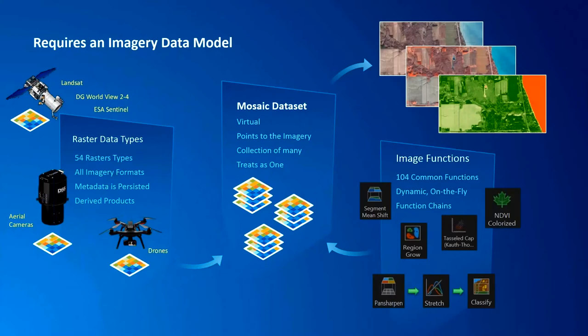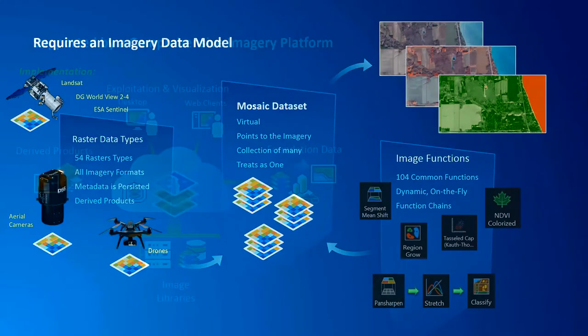The other thing the Mosaic data set allows you to do is actually build functions for those images so you can do on-the-fly processing. You can do change detection. You can do NDVI colorization, looking for healthy vegetation. You can even do supervised classification on the fly coming out of a mosaic data set. And we'll talk about that as we go forward.